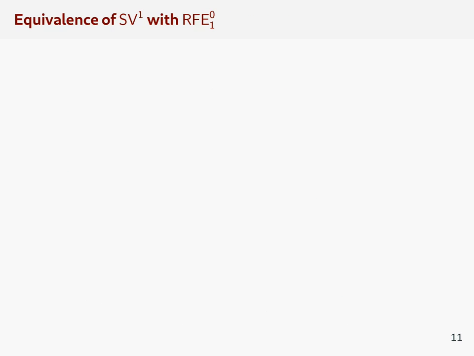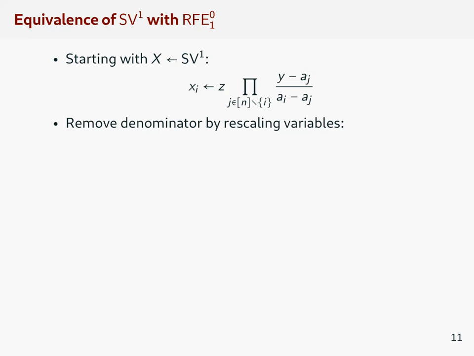So these generators, SV and RFE, are equivalent. I'll show that for the case of SV1, which is very strongly equivalent to RFE 01. I'm going to start by writing down the substitution for SV1, just reproduced from the previous slide. The first step is we're going to get rid of this denominator on the right, and absorb that into the variable xi by rescaling it. So we get a new substitution that looks like this, where xi tilde is a rescaled version of xi.